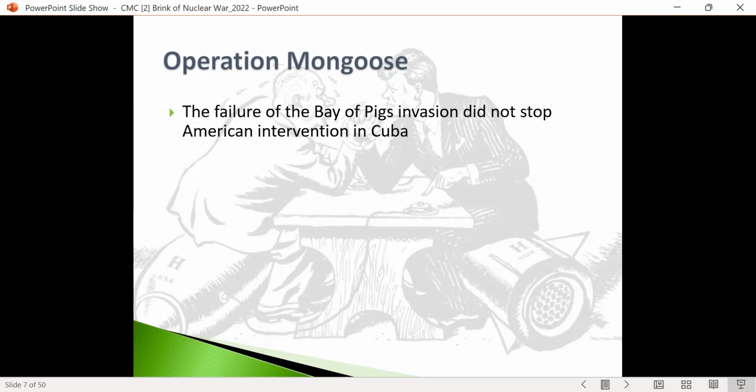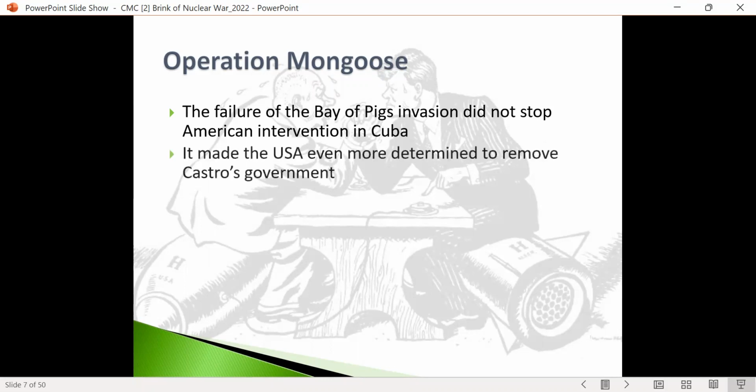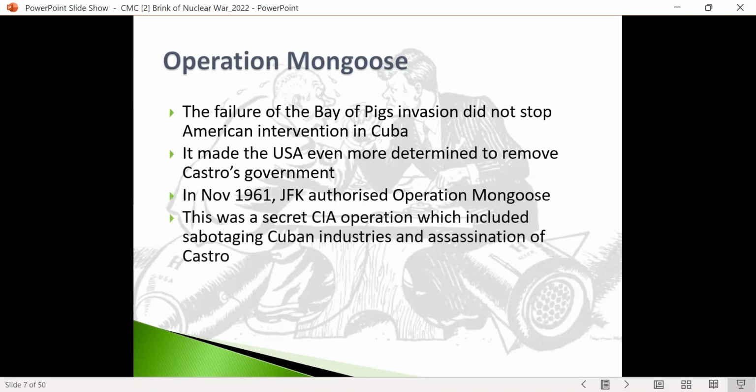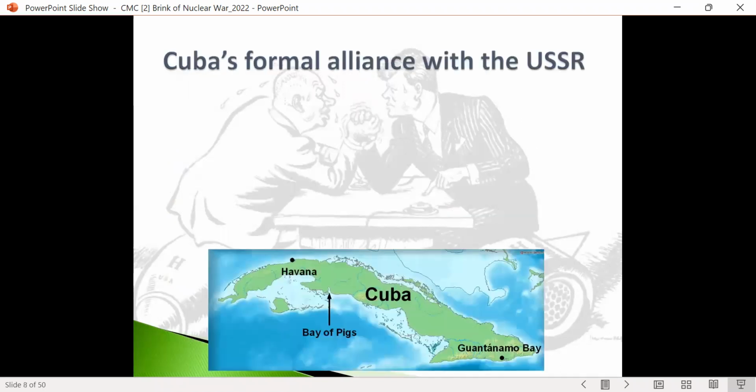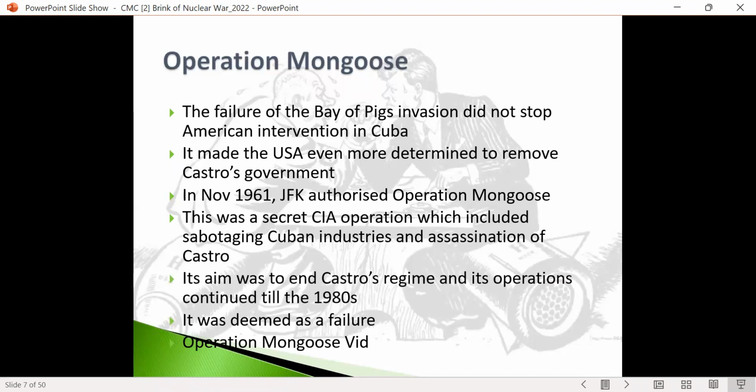Next, you would think that after the failure of the Bay of Pigs, JFK would have learned his lesson, but no. There was another campaign called Operation Mongoose, again launched by the CIA, which included sabotaging Cuban industries and the assassination of Castro. I don't have a video for this.